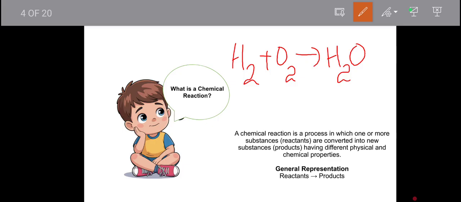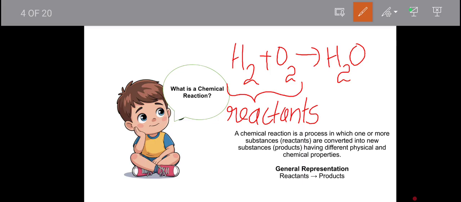In order for a chemical reaction to take place, we have to take certain initial substances, right? These initial substances under certain conditions will undergo a chemical reaction. Here, hydrogen and oxygen are the substances which are taking part in a chemical reaction, right? Such substances are called reactants.